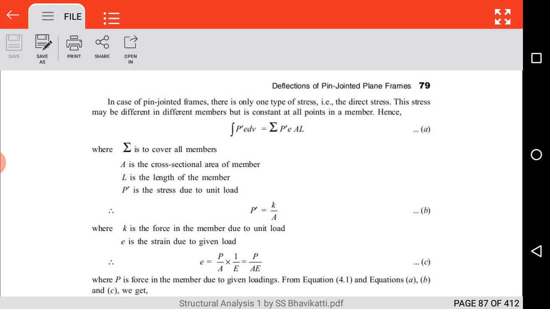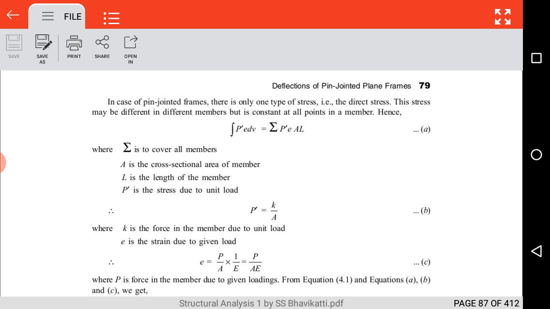represents the volume, that is A represents the cross section area of the member and L represents the length of the member. So A into L is nothing but the volume of the member, and in the same way P' represents the direct stresses caused due to the unit load, and sigma represents the sum of all the direct stresses induced in the members of the truss on the application of the unit load.